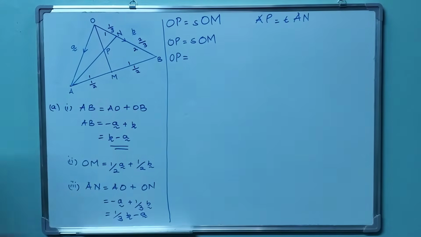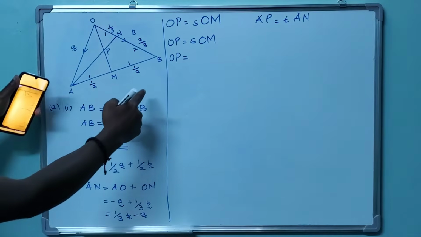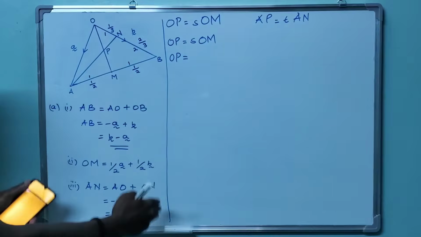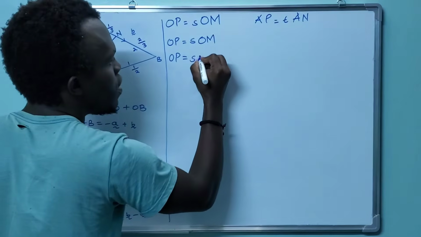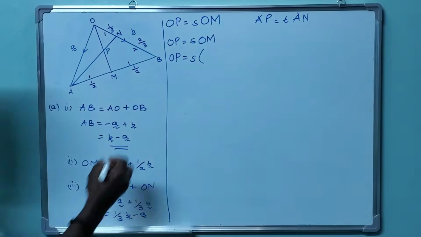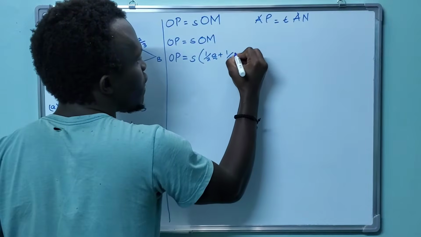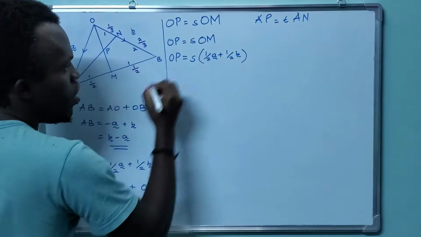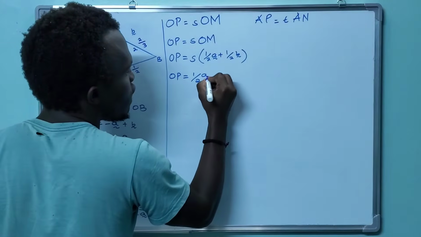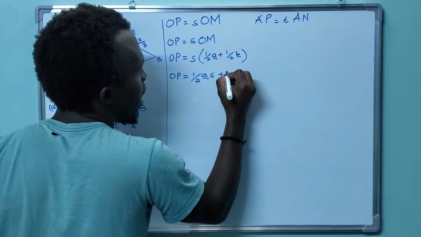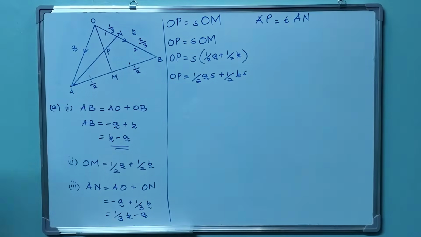Now, in most cases, the values that we are usually told to find, we have always gotten them in this specific area here. So, OP is going to be S OM. What is my OM? My OM is a half vector A plus a half vector B, which means OP is going to be a half vector A S plus a half vector B S. That is going to be my OP.